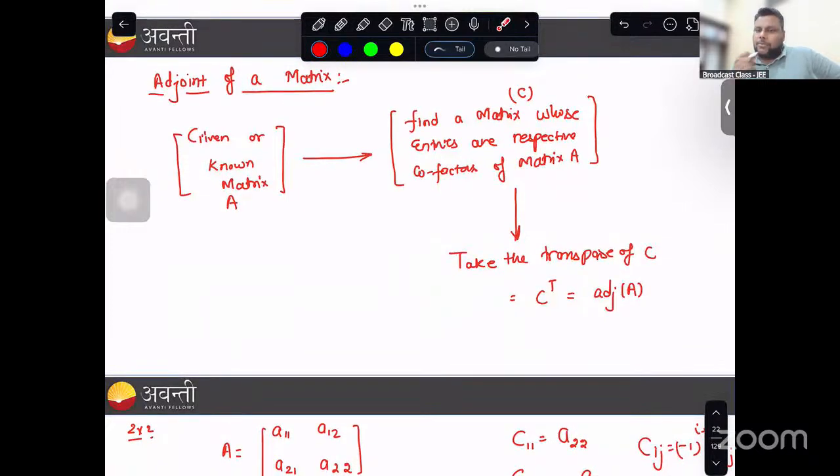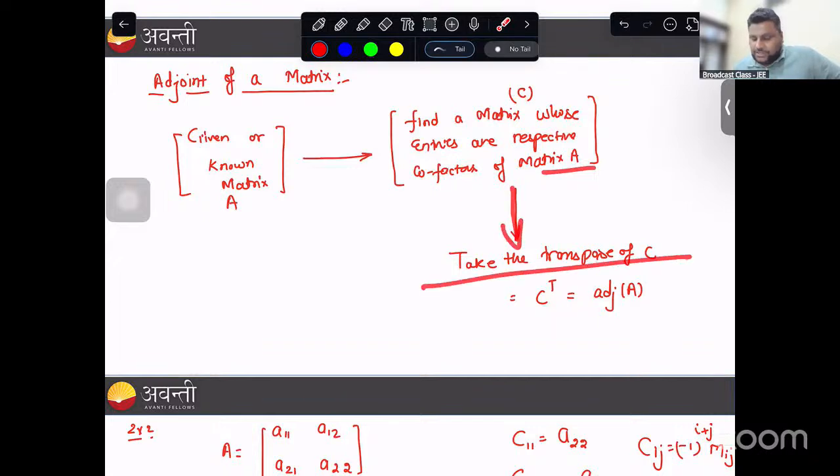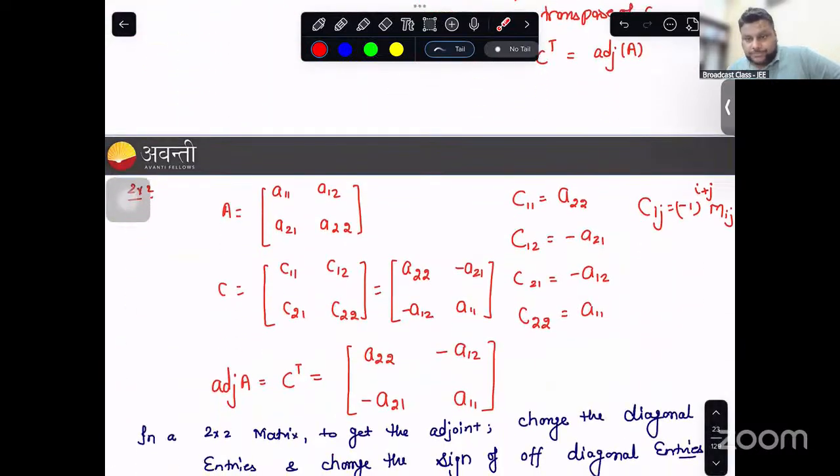Then I told you how to find the adjoint of a matrix. For that, you will be given a matrix. Then find the cofactors of all the elements of the matrix and make a new matrix C, a matrix whose entries are the respective cofactors of matrix A. And then take the transpose of C. And the C transpose is what we call the adjoint of A. Yes or no?